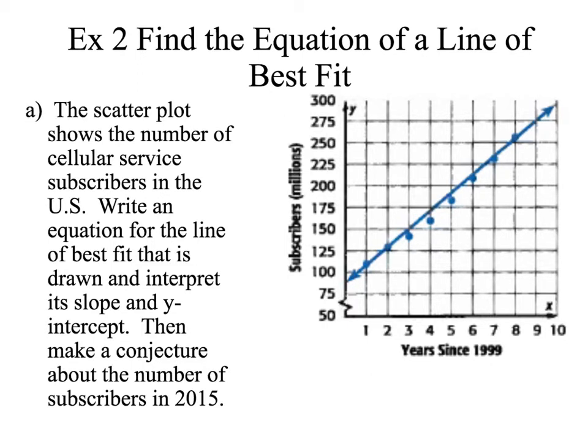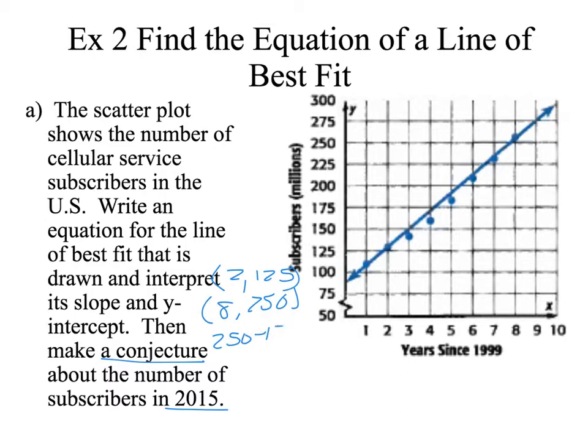So here we have a scatter plot, and they've already drawn us a line of best fit. We're going to write the equation, and then it's asking us to make a conjecture, and a conjecture is a prediction. So we're going to predict what might happen in the year 2015. But first we need to pick out some points. So we need to pick 2 and 125. And we also need to pick, what would another good one be? Oh, I like 8. 8 and 250.